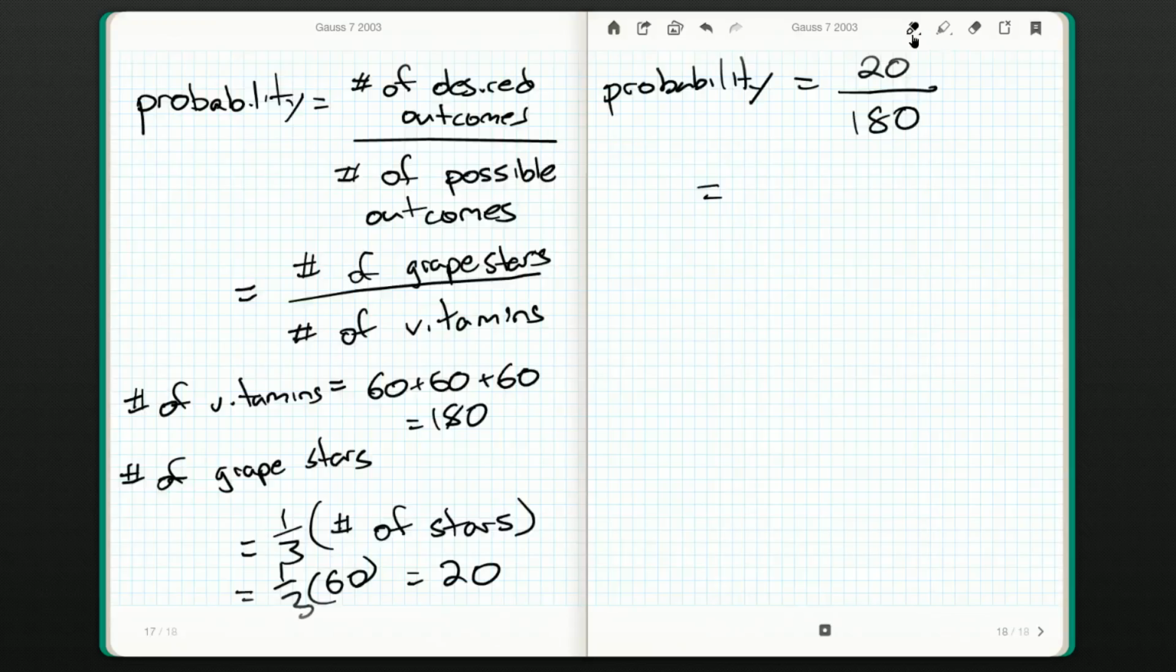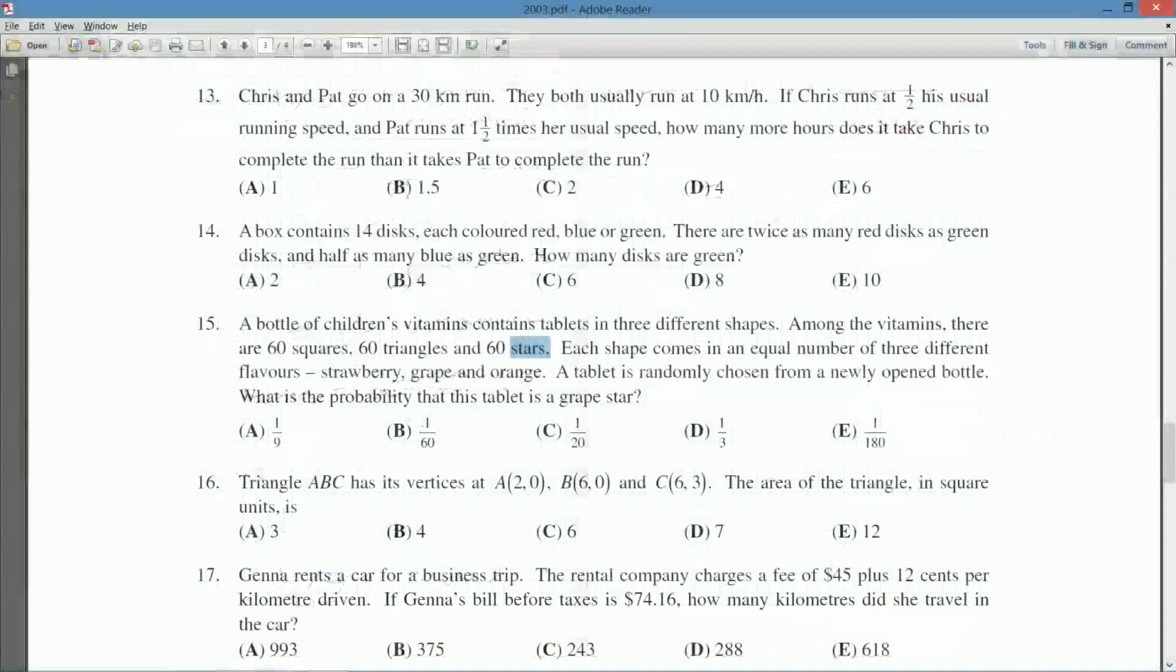20 over 180, well, there's definitely some cleanup we can do here. Divide by 10 on top and bottom, we get 2 over 18, and then I notice both of these are even numbers. So if we further divide by 2 on top and bottom, we'll get 1 out of 9. Another way you could have seen this was a third of all the vitamins are stars, and a further third of those are grape. And a third times a third is a 1/9. That's another way we could have done it. Either way, we get an answer of A.